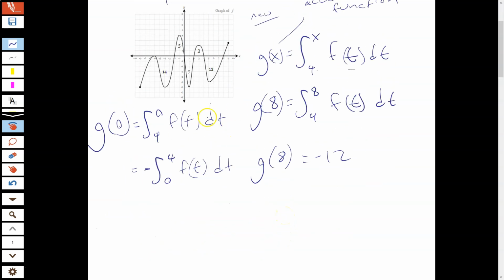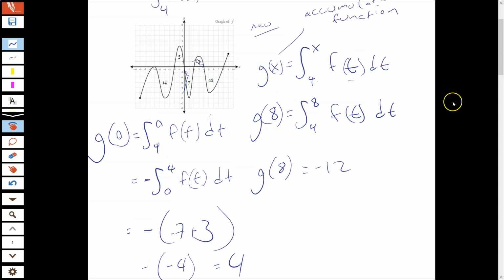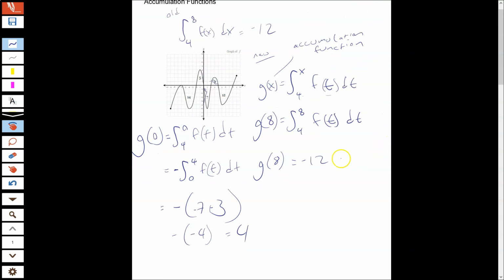So from 0 to 4 would be negative 7 plus 3 based on my graph. So it's this area and this area. So that gives us negative 4. Negative 4 though, should be positive 4, because of the flipped bounds. That's it. So that is how we work with these accumulation functions on a very basic level.